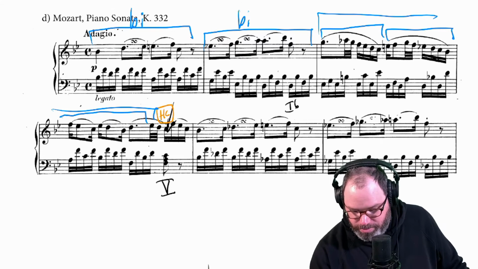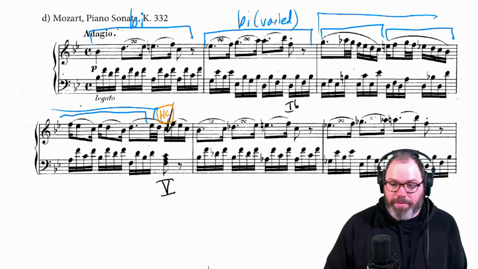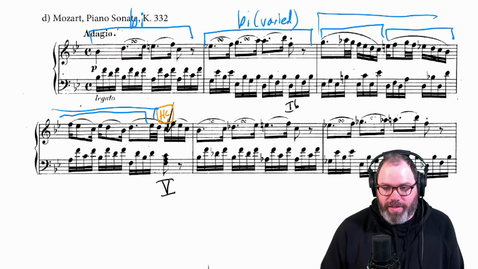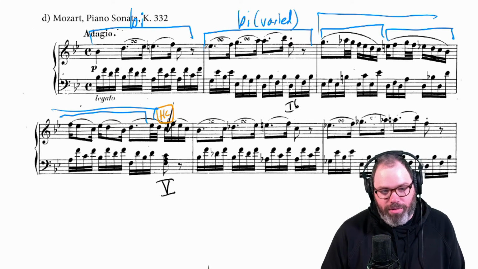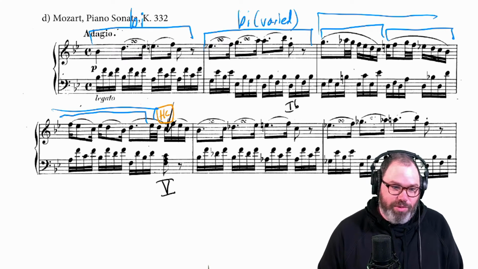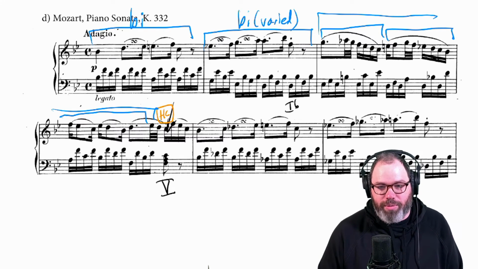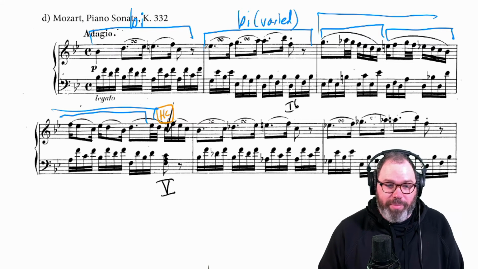So I'm going to call this BI varied. Okay, and I think that's pretty compelling. Now we were also looking for a sentence structure here because we heard one cadence, and so maybe that influences our decision a little bit. But I think it still works pretty well to call this a variation on the basic idea.